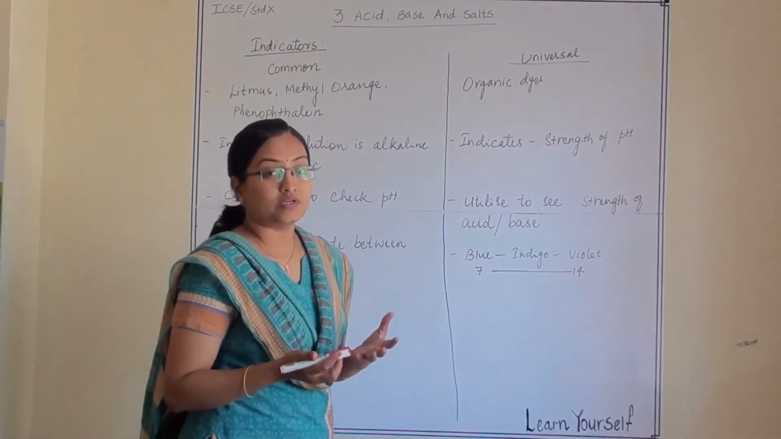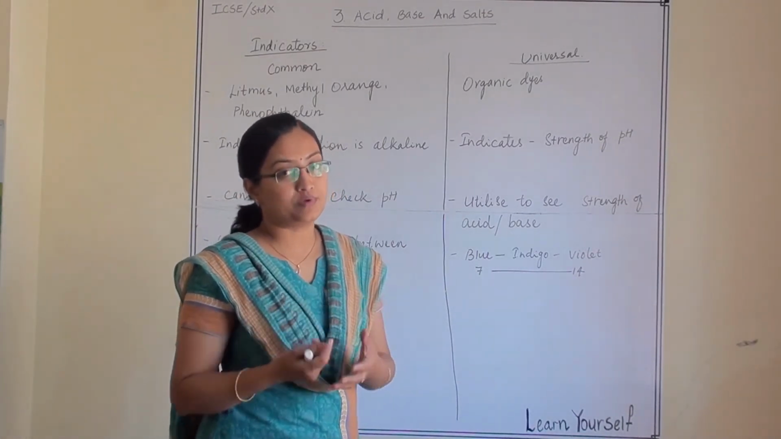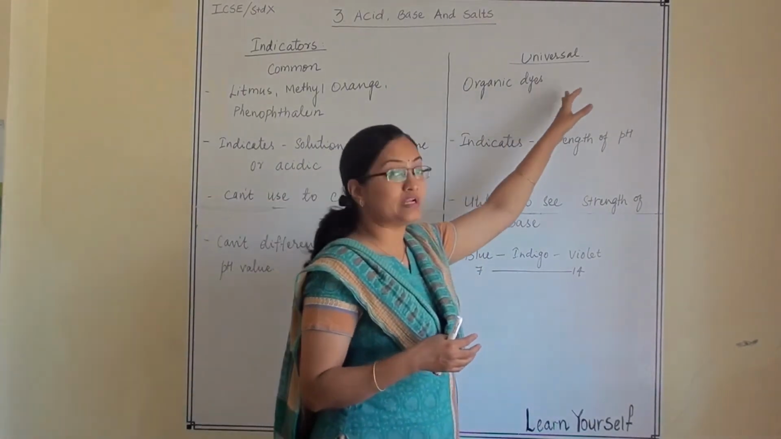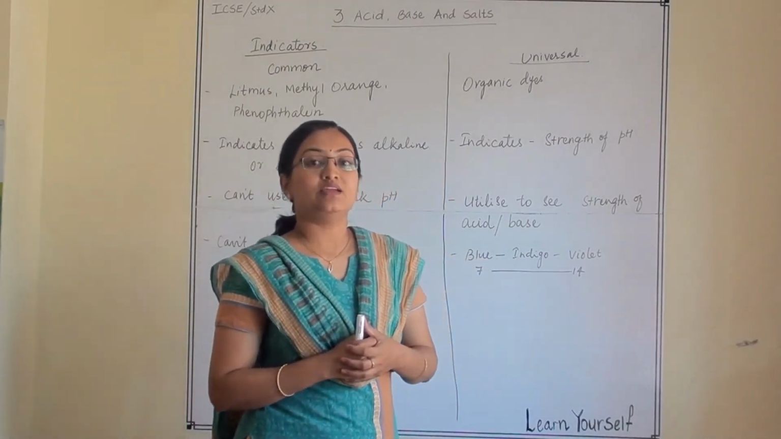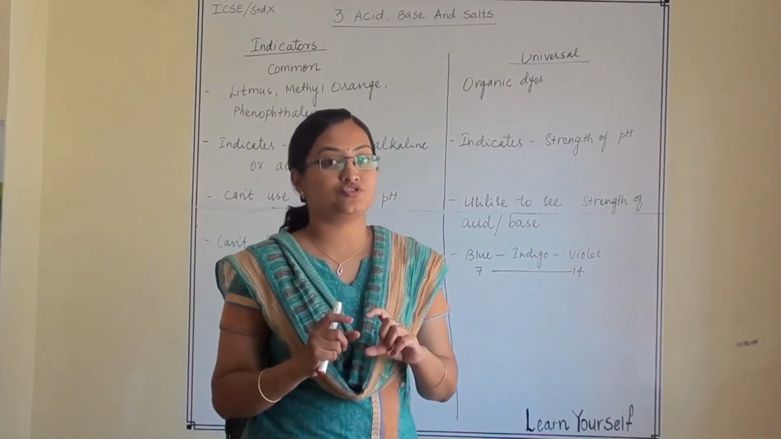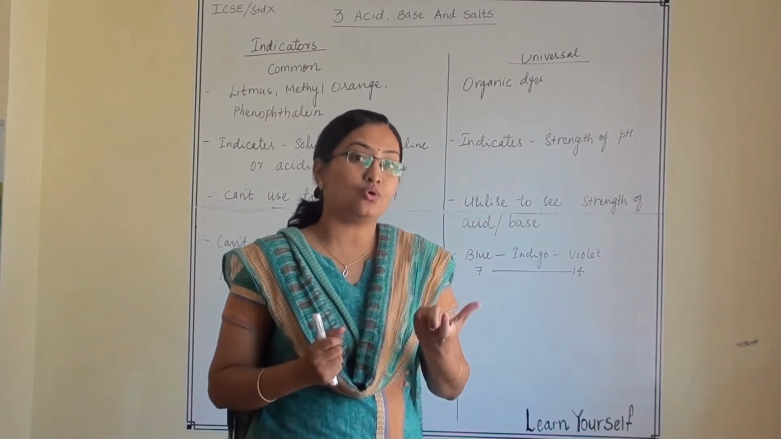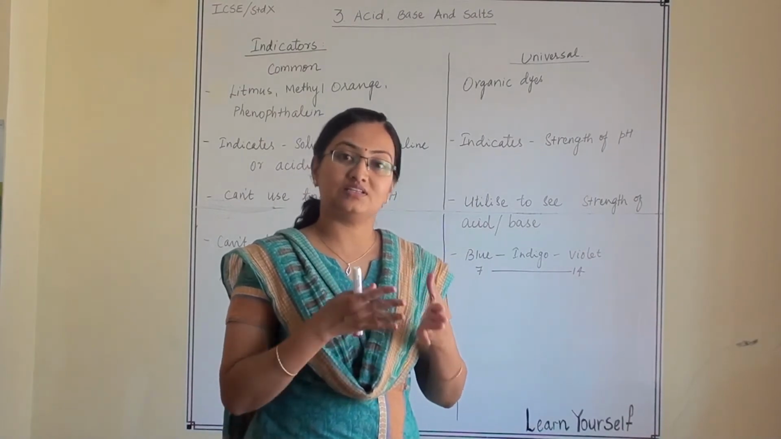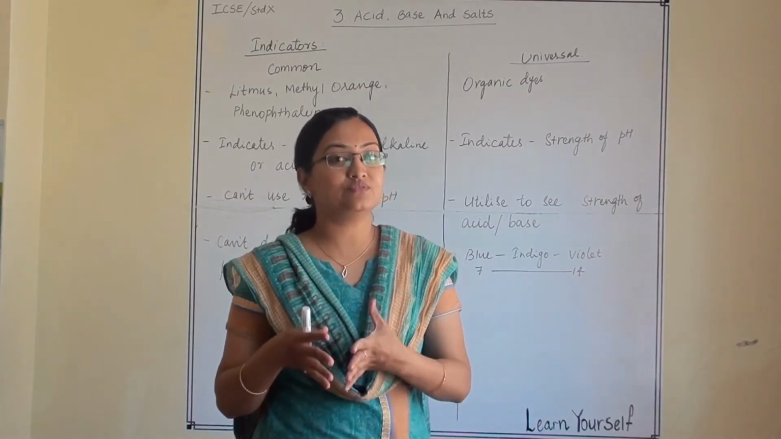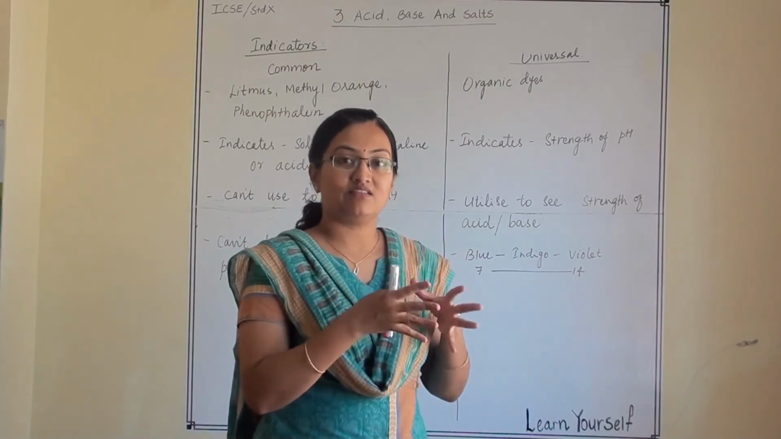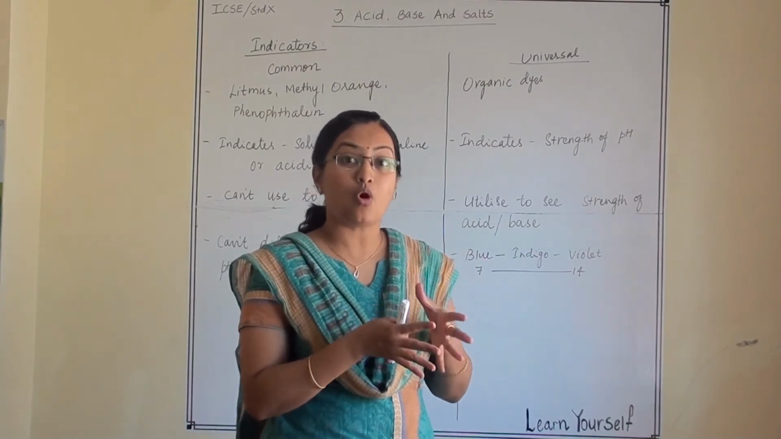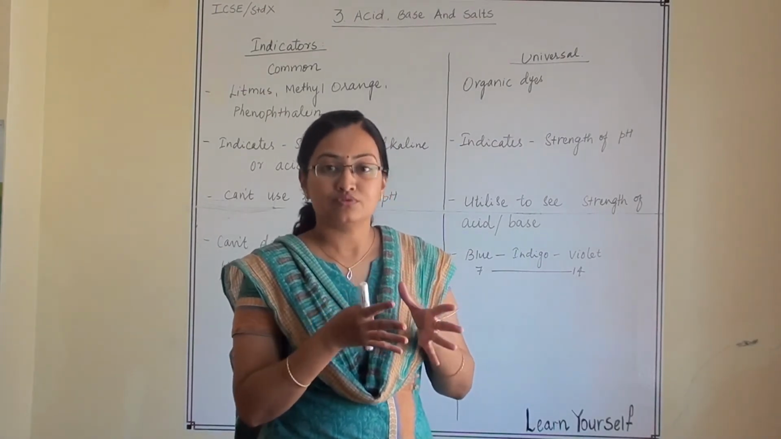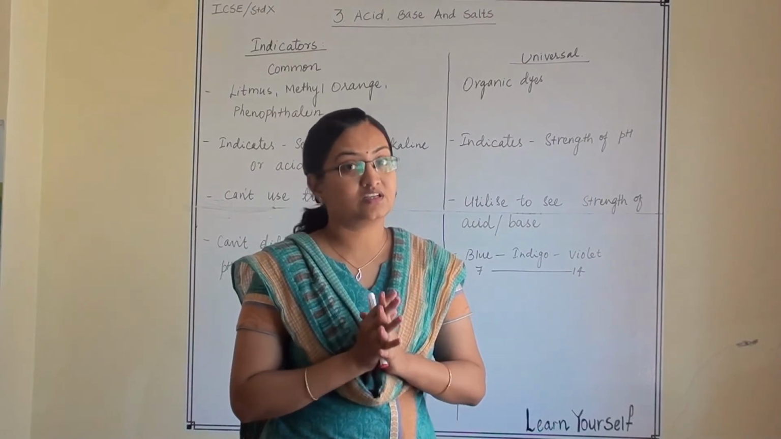To check whether the solution is acidic or basic. And another type of indicator is known as the universal indicator. They will show you the exact pH of the solution. Yes, we do know that this is an acidic solution, but if we want to know whether it is a strong acid or a weak acid, whether it lies between 1 to 3 pH range or between 5 to 7, or 5 to 6. If it is 5 to 6, it is a weak acid.